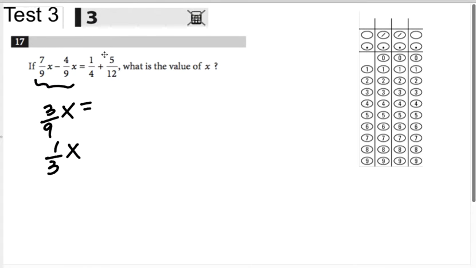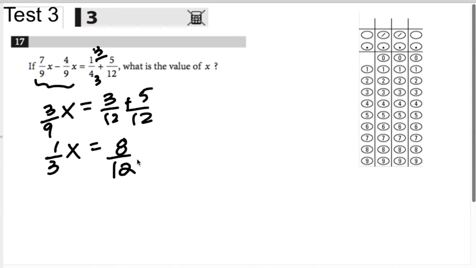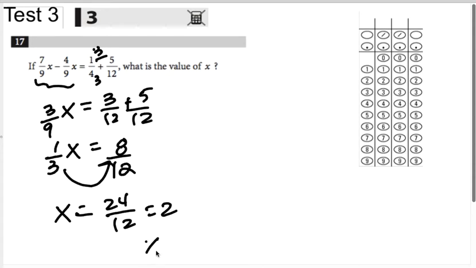On the other side, if I were you, I would make this a common denominator of 12 by multiplying the first fraction by 3 over 3. So I'd get that this is 3/12 plus 5/12, meaning that this is an 8/12, right? And then honestly, you could simplify the 8/12 if you want, or you can just multiply the 3 across first. It really doesn't matter. If you multiply the 3 over, when you multiply this guy over, you're going to get 24 over 12, which is a 2. And so your answer is just x is 2.